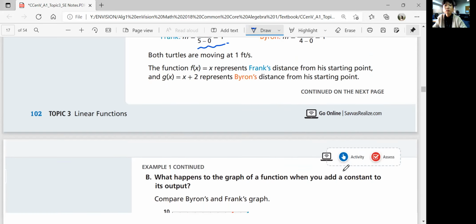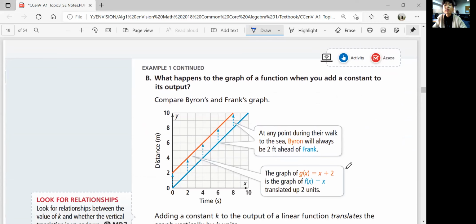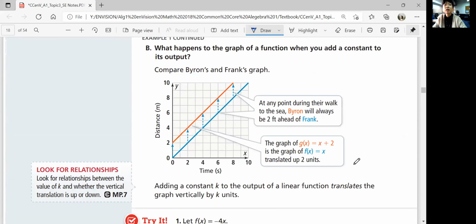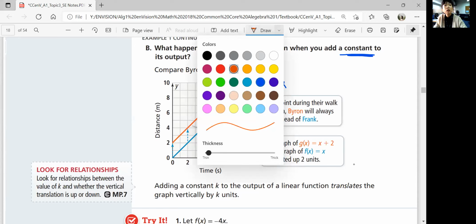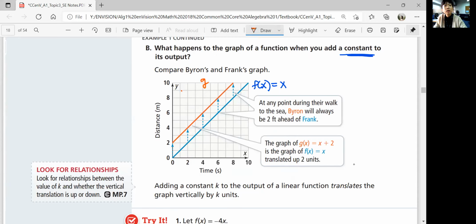All right. Part B, what happens to the graph of a function when you add a constant to its output? Constant just means a number, without a variable. So remember the equation of this line. Which one was g of x? I think f of x is equal to x, and Byron was g of x is equal to x plus 2.